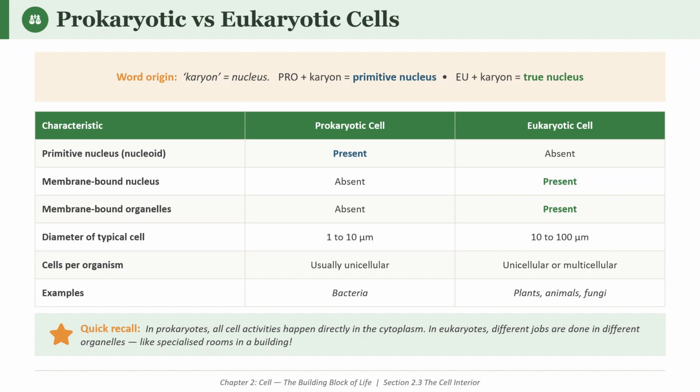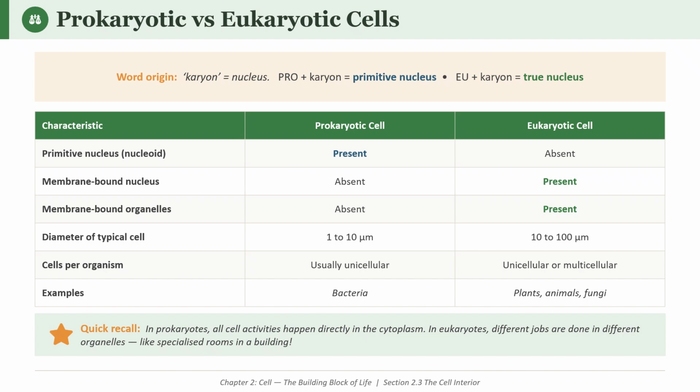When we take the eukaryotic cell, eu means true. So we can say it has a true nucleus. They possess a true nucleus, and they also possess membrane bound organelles, and their size ranges from 10 to 100 micrometers. They have a complex structure. They can be unicellular or multicellular. Examples are plants, animals and fungi.